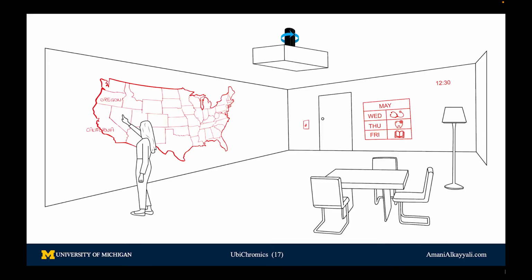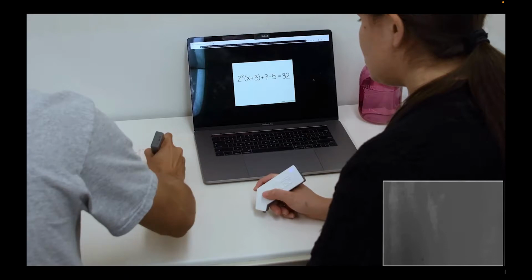So now that we've looked at UbiChromics with wide area coverage from a distance, we've also looked at it with closer up technologies. We created this smart pen equipped with a light source to activate the photochromic surfaces.